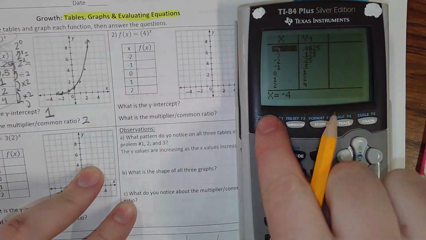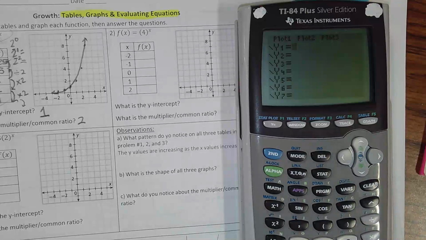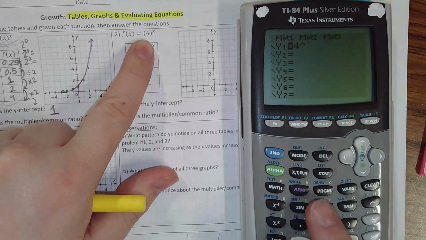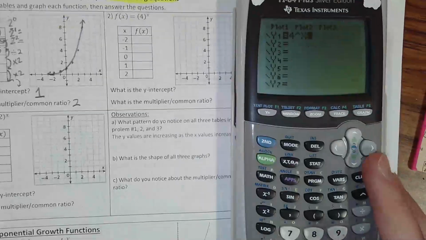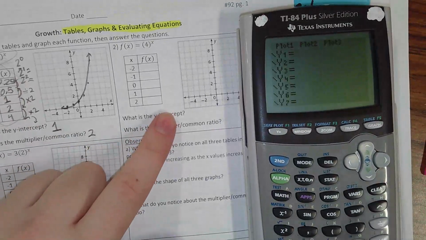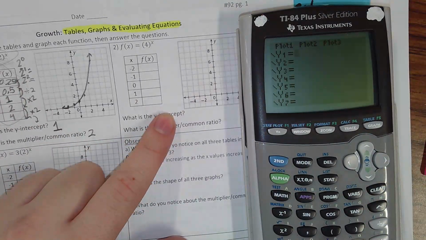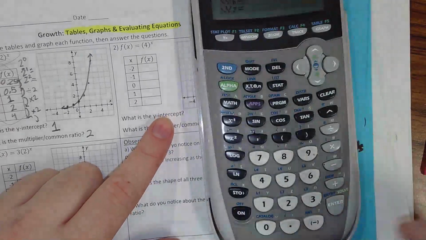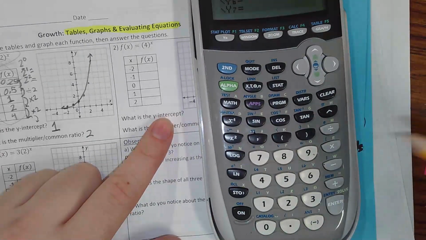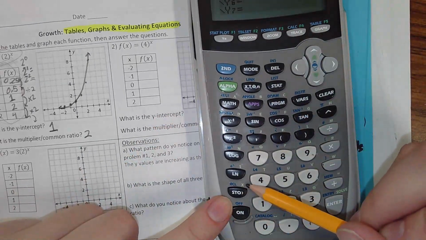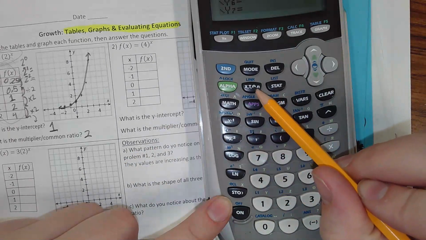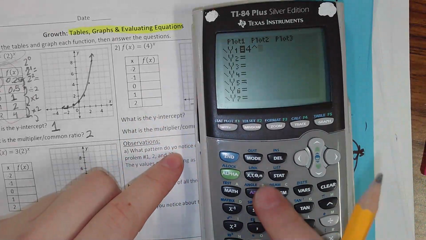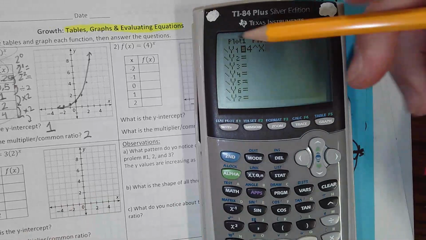Press y equals. Delete that equation. Let's type the next one. The next equation is 4 to the power of x. Again, if you're lost, which I would be sometimes, it's okay. Press y equals. Press 4 to the power of. Power of is right here. This button right here. 4 to the power of x. Now you can look at the alphabet and type x if you want to. Otherwise, there is a really, really convenient x button right there. So 4 to the power of x is the equation.